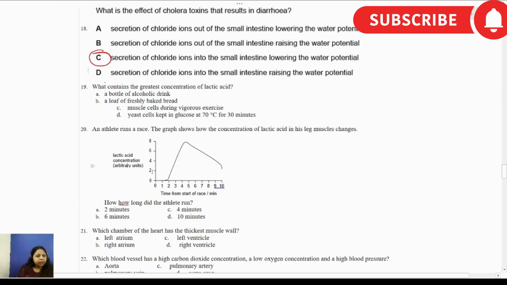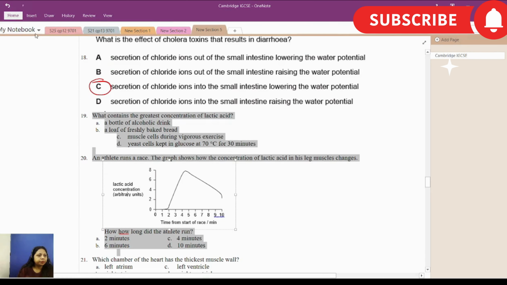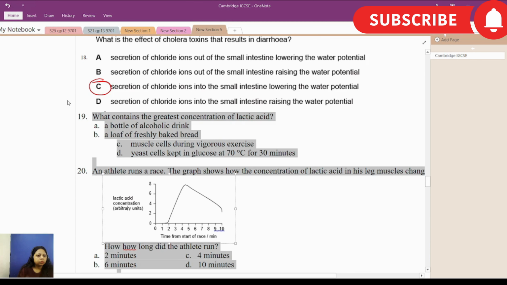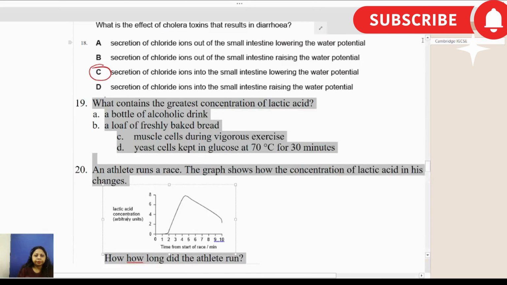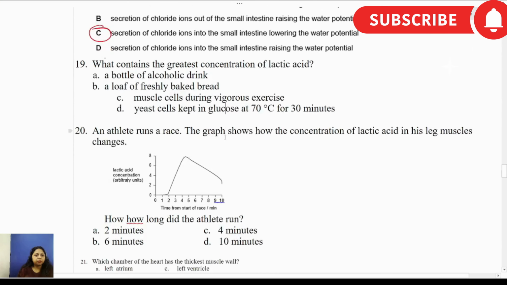Next question. Let me just, one minute. Let me increase the size for this one. Okay, I guess these are quite visible.